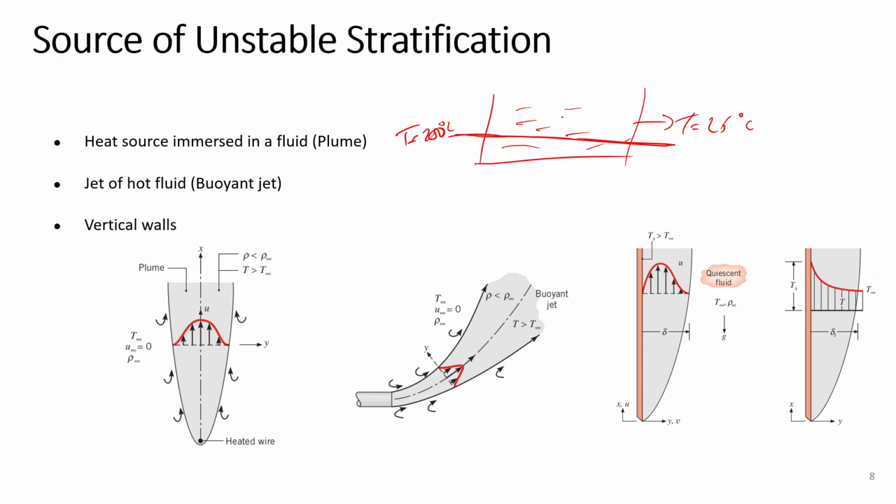So due to this, there will be a density difference over here. The temperature will start rising, and the density of the fluid closer to the wire will keep on decreasing and it will eventually move upward. So that is the heat source immersed in a fluid. Then the other example is a jet of hot fluid. And the third example is the flow of fluid over vertical walls. So these are all sources of unstable stratification, whereby disturbances can occur between two different kinds of fluid layers.